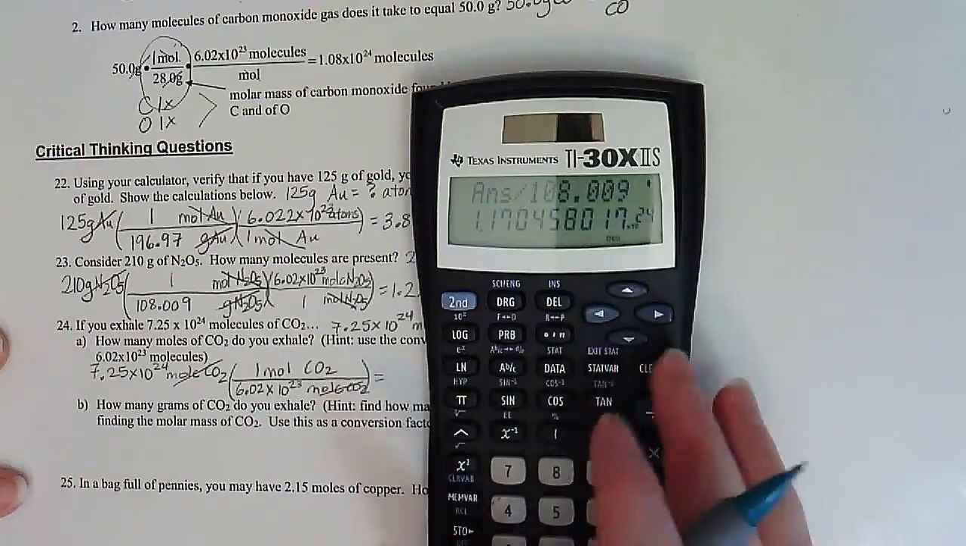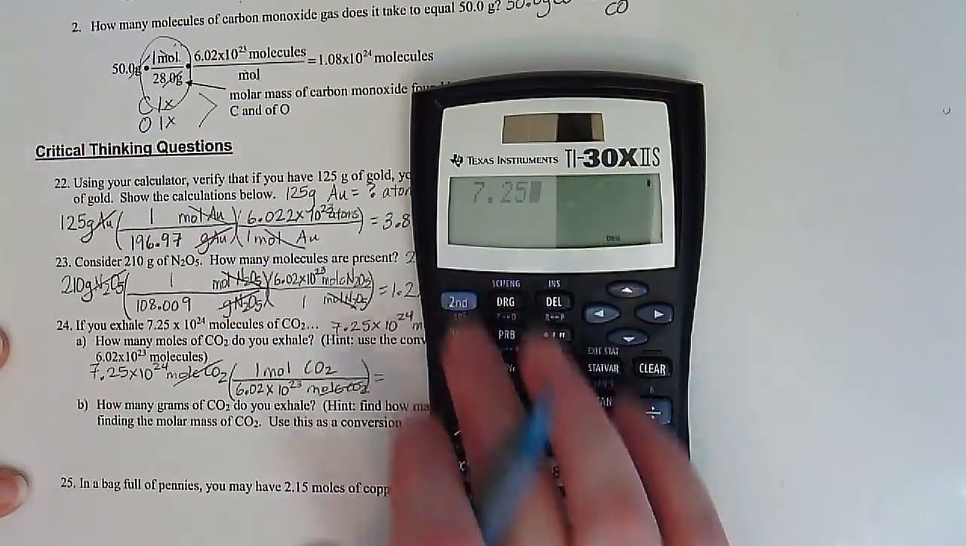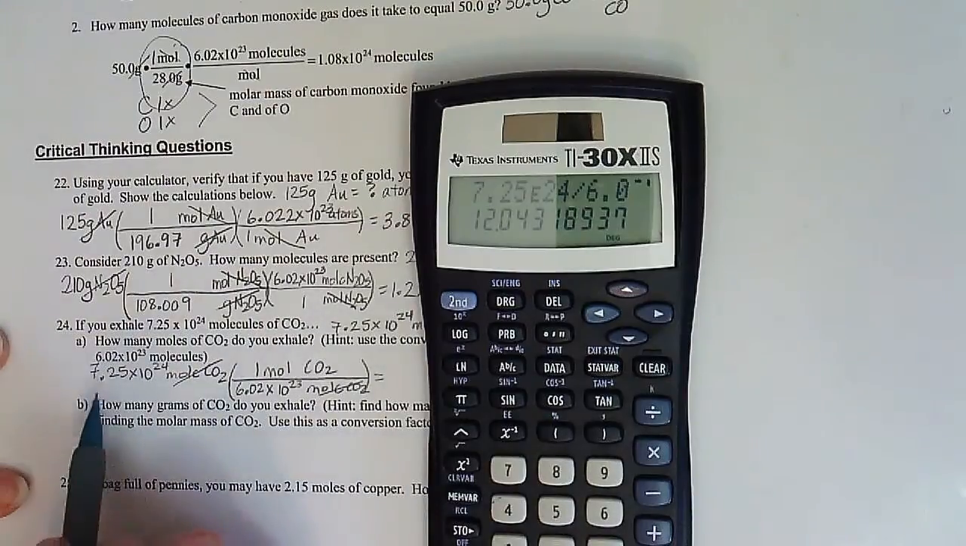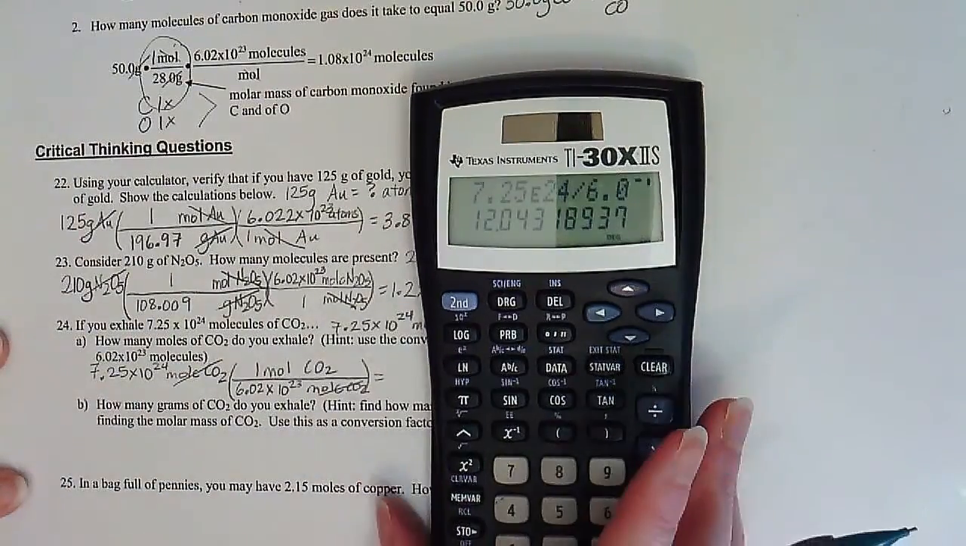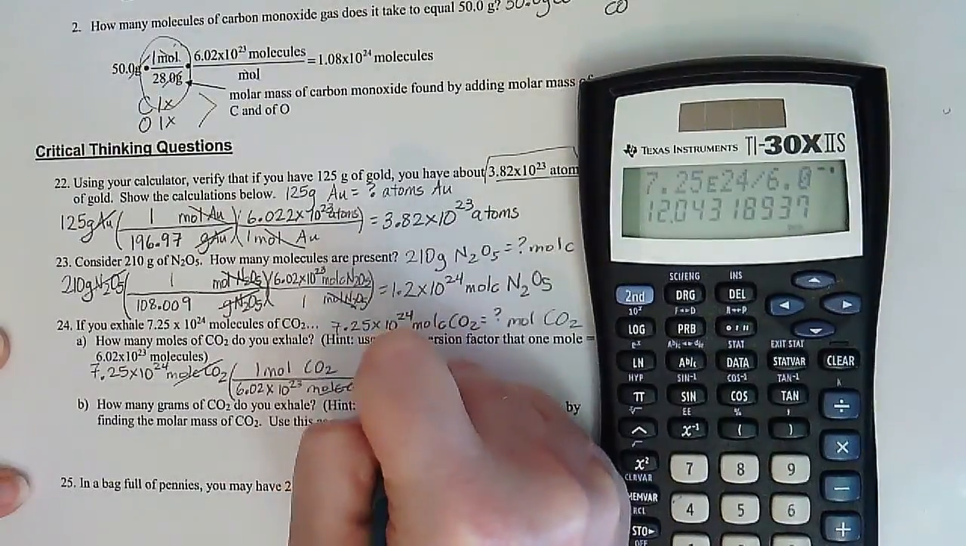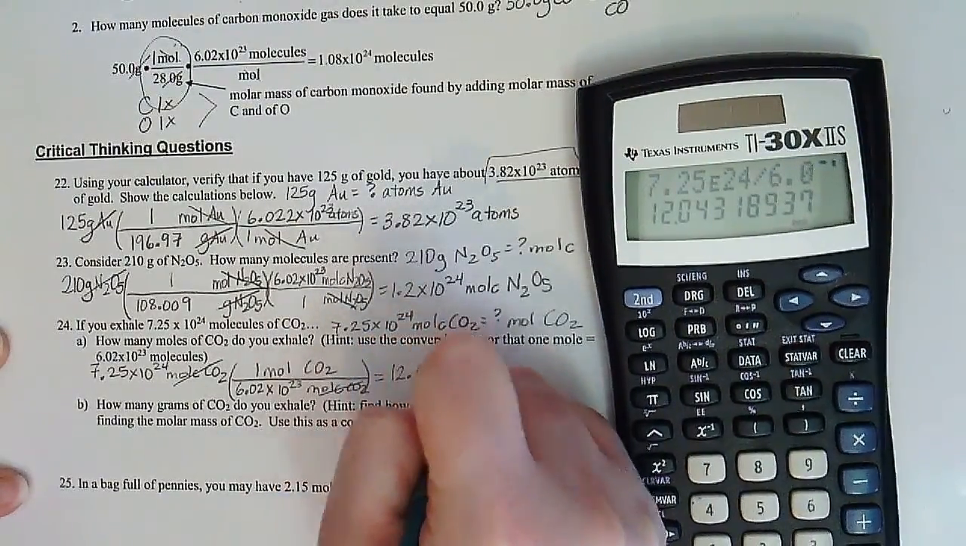So I'm going to take 7.25 times 10 to the 24th and divide it by 6.02. And again, this has 3 significant digits, so I'm going to use 3, so I'm going to get 12.0 moles of CO2.